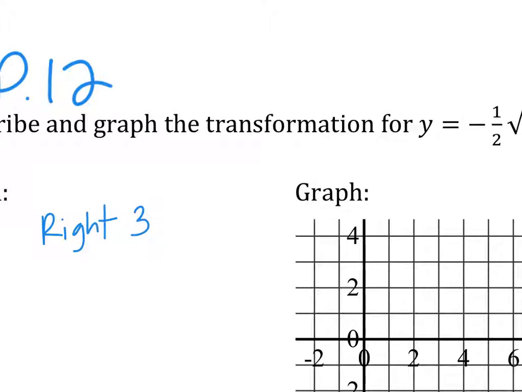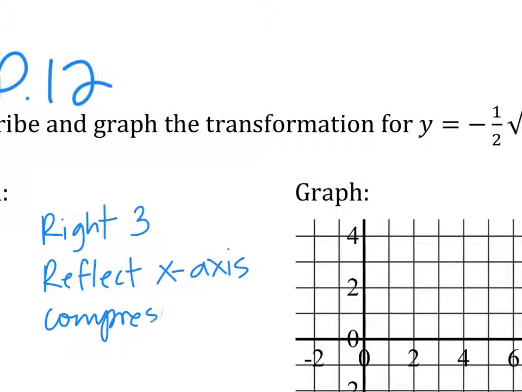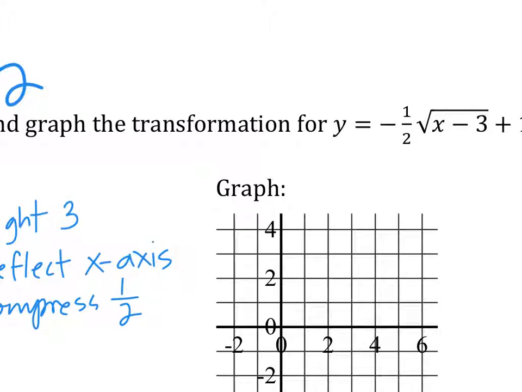All right, what is next? So we went right 3, and now we're gonna go outside. Reflect what axis? X-axis. And then what? Compress 1/2. And the last thing. Up by 1, yes.